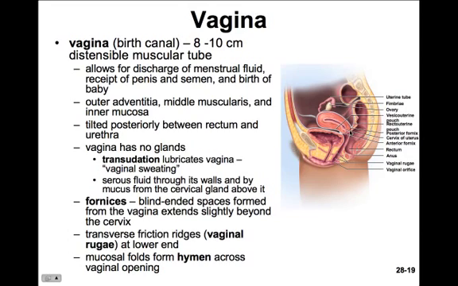The tip of the uterus at the cervix dips down into the roof of the vagina and creates these fornices, which are blind end spaces on either side of the cervix. There are transverse ridges at the lower end of the vagina called vaginal rugae. They add extra stimulation. And mucosal folds form the hymen across the vaginal opening, which is often actually destroyed prior to the first sexual intercourse by insertion of tampons or medical examinations.